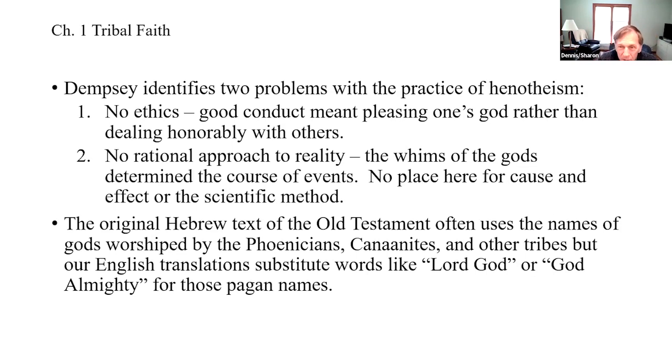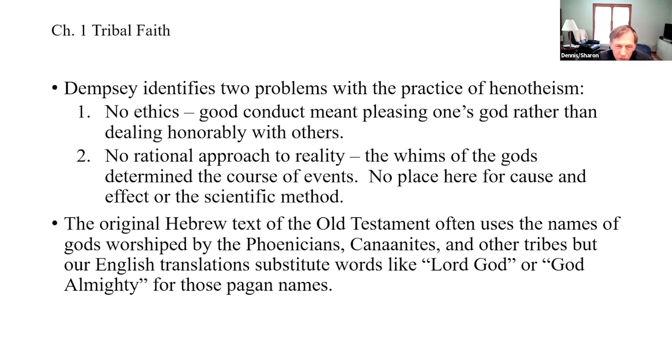Dempsey has two problems with the practice of henotheism. Because there's a multiplicity of gods, people only want to please their own god rather than necessarily dealing honorably with others. So he says it's really not an ethical situation. And because we're at the mercy of the whims of the gods, who determine the course of events, there's really no concept of cause and effect, or what we today would call the scientific method, no rational approach to reality. He thinks those are defects of the practice of henotheism.